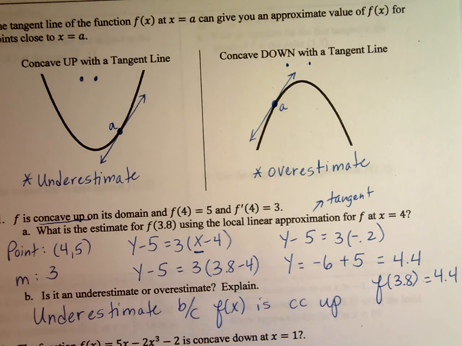Now, in other words, this is a little smaller than the actual value would be. So 4.4 would be a smaller value than the actual value. And we'll talk more about that in example number 2. Here comes example number 2.